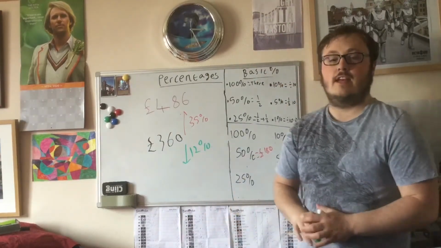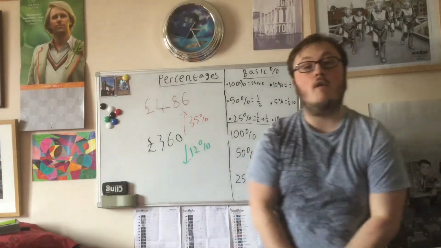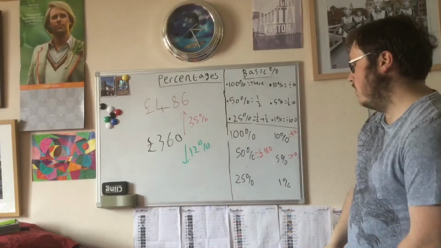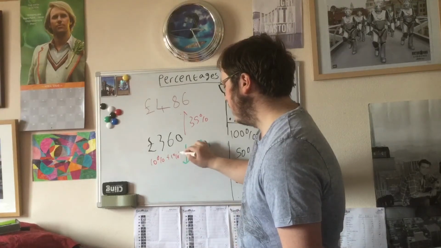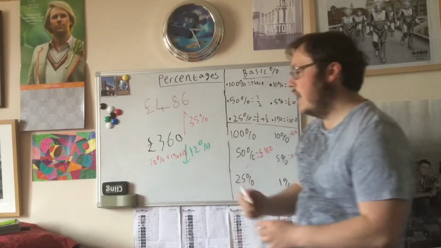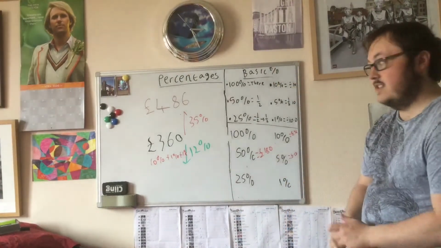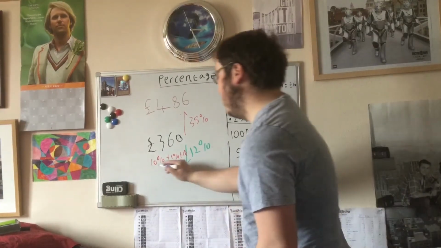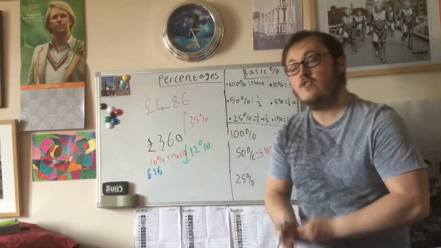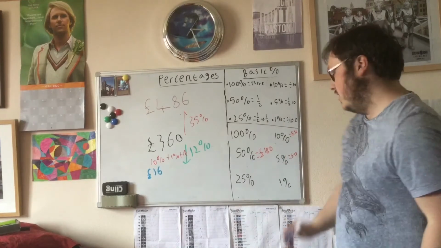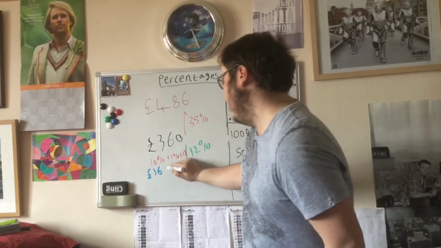cheaper on the Sunday. So now we have to decrease 360 by 12%. How could we find 12%? Well, we could do 10% plus 1% plus 1%. And that will get us 12, because 10 add 1 add 1 gets us 12. We know our 10% from the previous question. That is £36. 1%, you divide 360 by 100. That will get us £3.60. So 1% is £3.60.